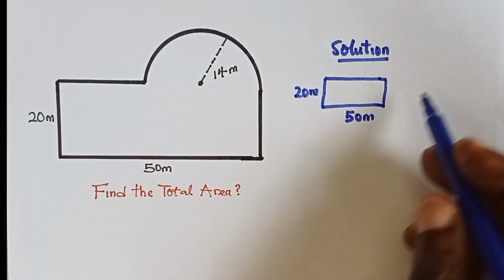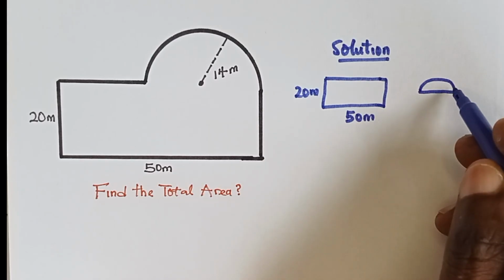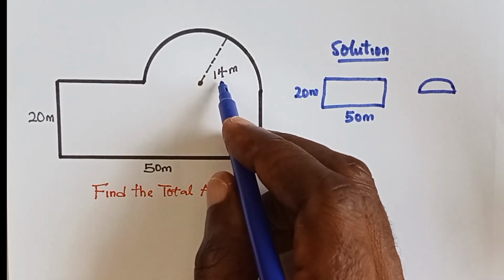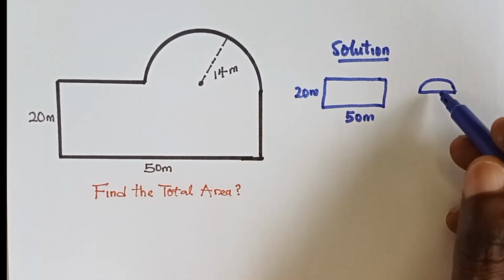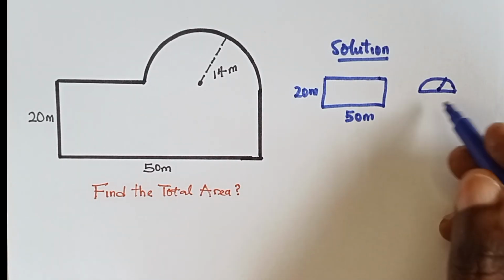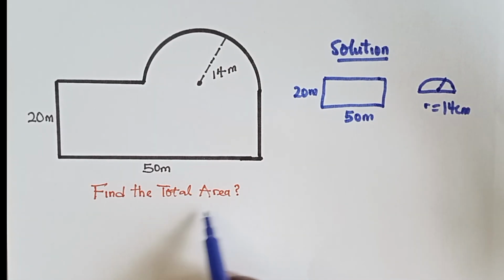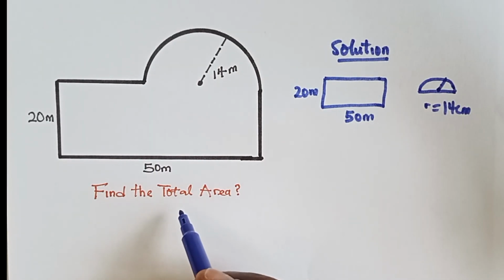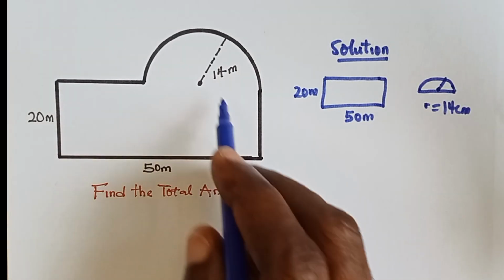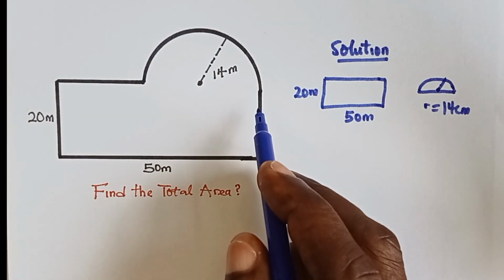And then we have a semicircle, right? So the semicircle is this. The radius of the semicircle is given to be 14 meters. All right, so it means from here to here is the radius, and it's given to be 14 meters. So if you want to find the total area of the shape, you find the area of a rectangle plus the area of a semicircle.